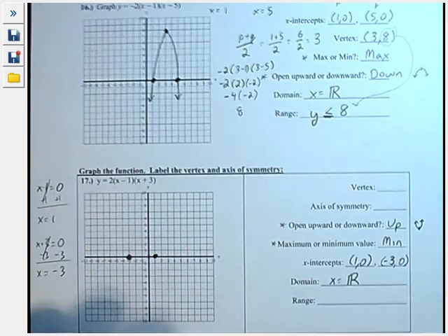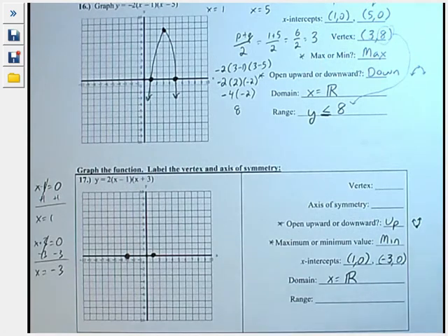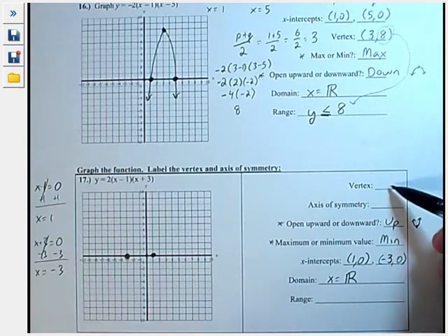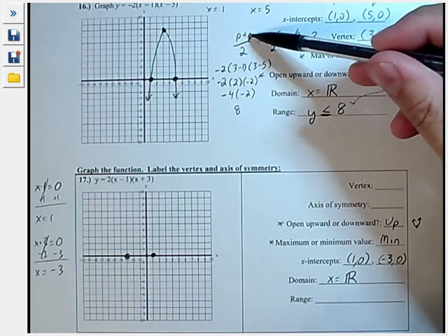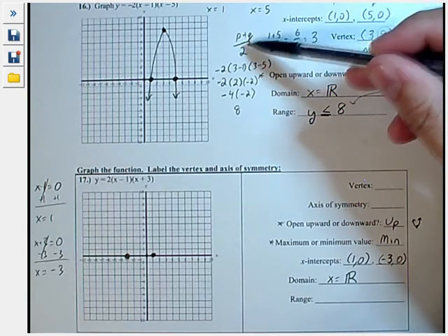The last piece we need is our vertex. Once we find the vertex, we can figure out where this is going to connect. In order to find the vertex, we need to find this x value right here by doing p plus q divided by 2.